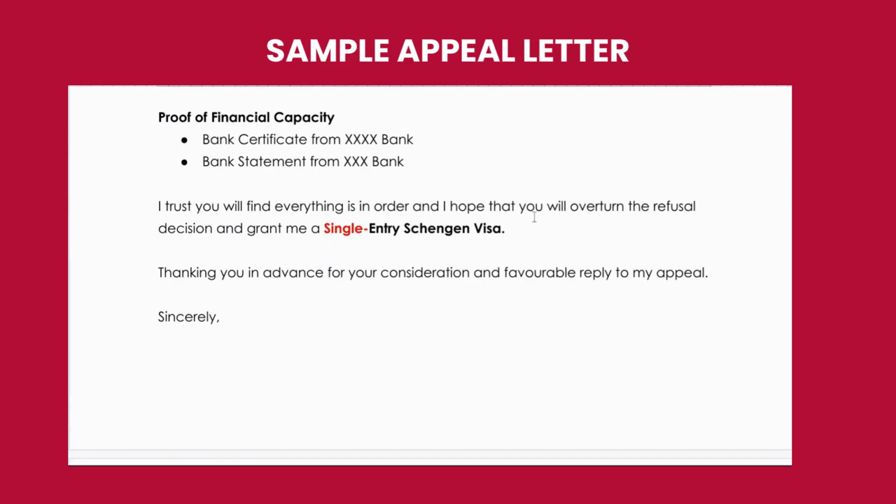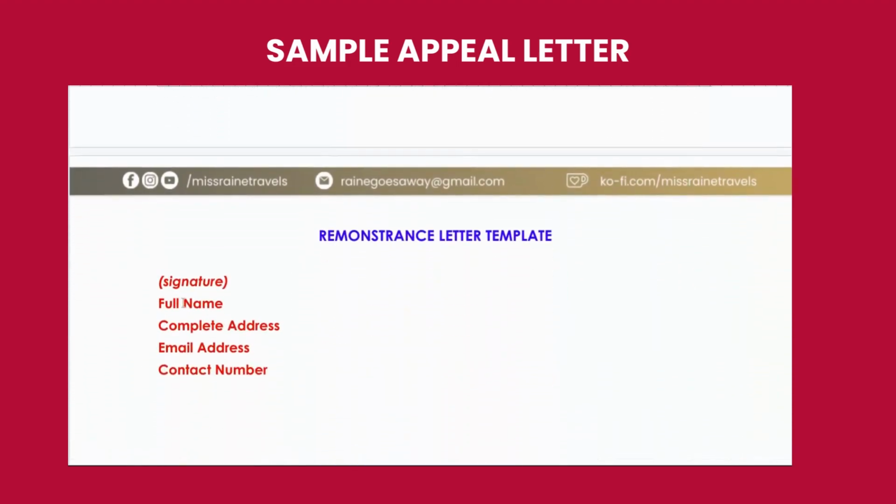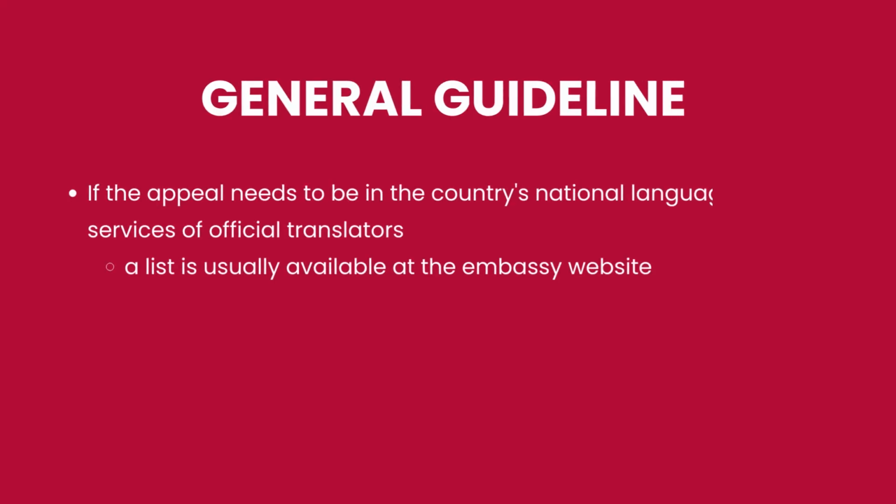And then closing sentence or paragraph here. I trust you will find everything is in order, and I hope that you will overturn the refusal decision and grant me, whether it's a single, double, or multiple entry Schengen visa. And then sincerely, your signature, full name, complete address, email address, and contact number. So it's reiterating your details. Now, if the appeal needs to be in the country's national language, use the services of a certified or official translator. There would be a list available at the embassy website.